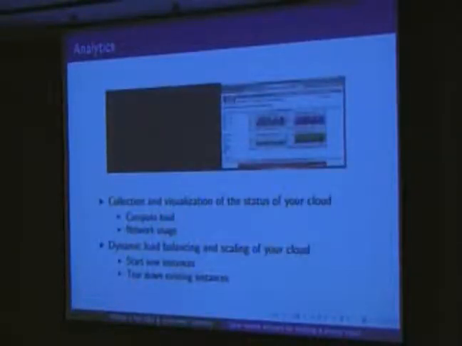Okay, so analytics. The left picture didn't come out too well. Analytics allows you to capture information about the health of your cloud, and then visualization allows you to visualize that. Once you have that information, there's software that allows you to adjust the size of your cloud or the configuration of your cloud based upon it. The data you can collect could be compute load, network usage, memory usage, database usage, a lot of different things. And then dynamic load balancing allows you to start up new instances and tear them down.